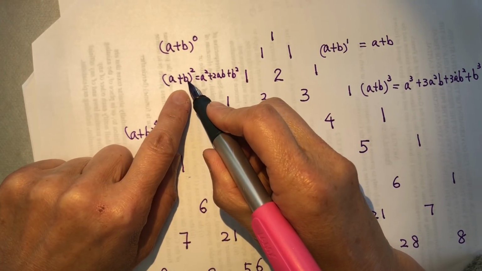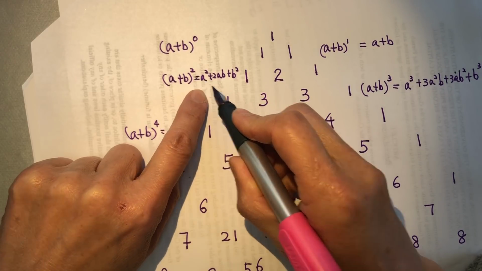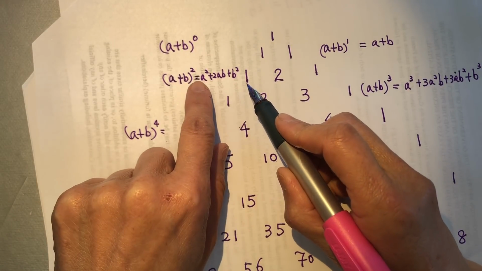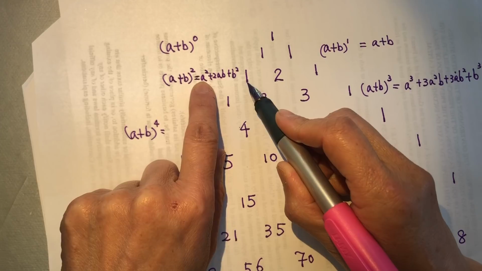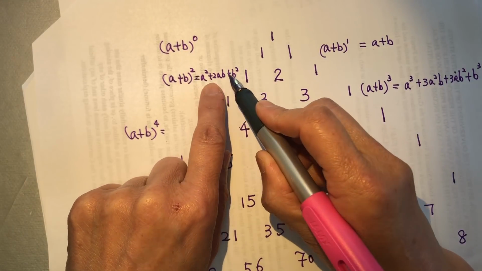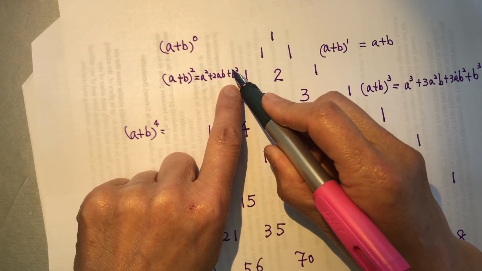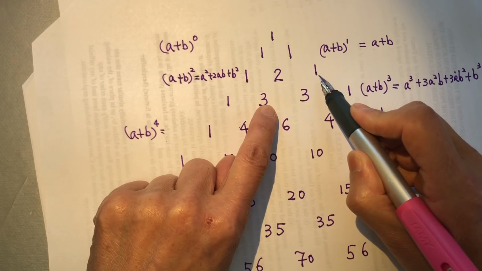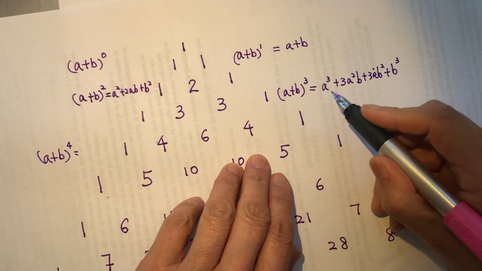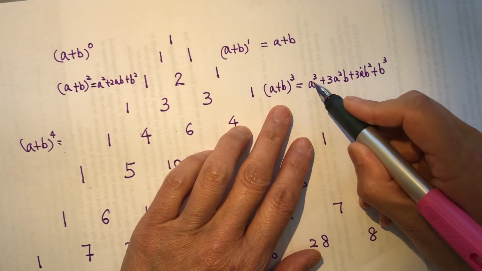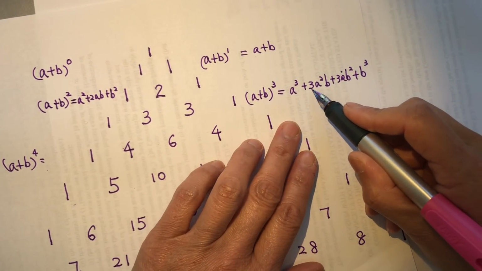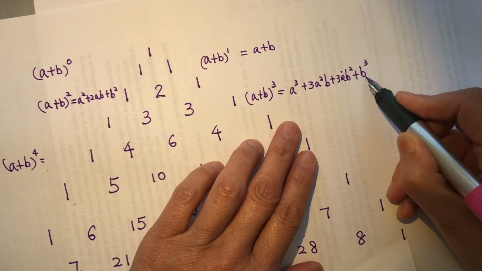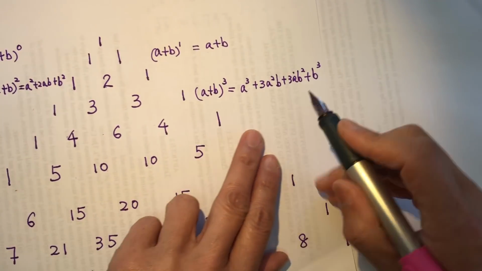So A plus B to the power of 2 equal A squared plus 2AB plus B squared. So the coefficient in front of A, the first variable, is 1. And in the middle term, A and B is 2. And the second coefficient is 1. So 1, 2, 1. Oh, it matches with this one. And A plus B to the power of 3 is A cubed plus 3A squared B plus 3AB squared plus B cubed is 1, 3, 3, 1.